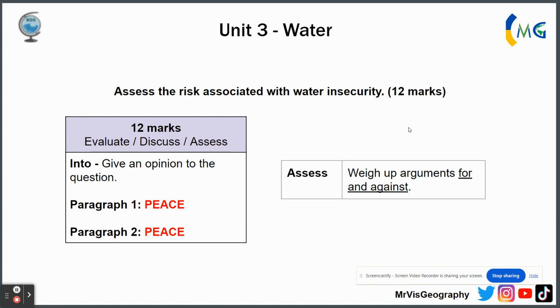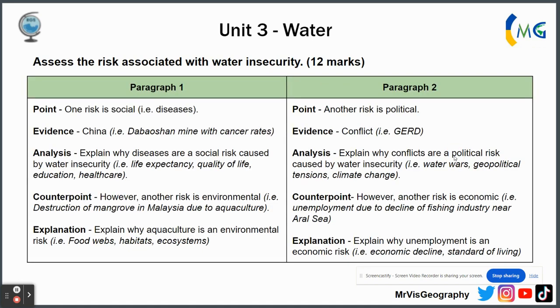For a 12-mark question, you need to give two paragraphs. The way I would have structured the two paragraphs is as follows. In paragraph one, there are basically four risks associated: social, economic, environmental, and political. Those are the four types of risk that I was hoping you'd evaluate and assess against one another.